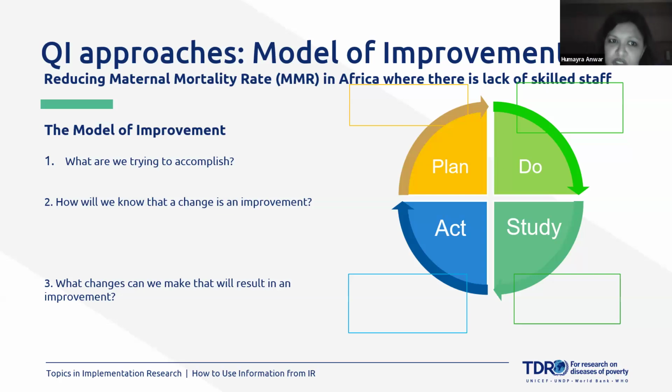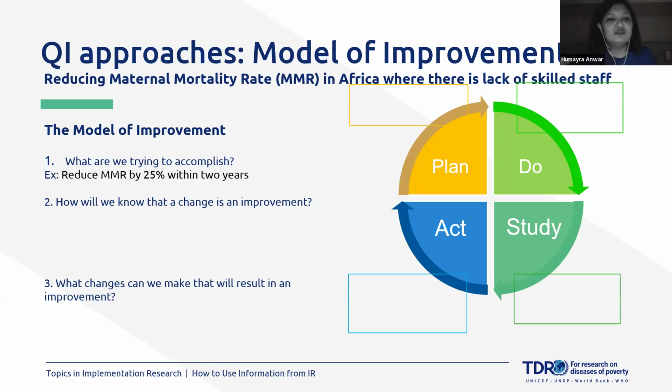So what will the model of improvement question be? What are we trying to accomplish? Can anybody tell us what our goal is here? If you have a high maternal mortality, what do you want to achieve? Reduce the maternal mortality rate. Yes, we have to reduce the maternal mortality rate. Very good. So we have to set a target.